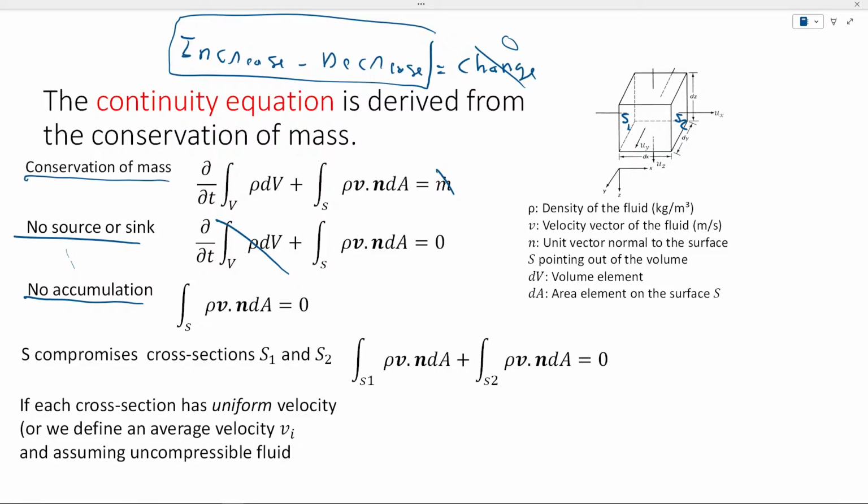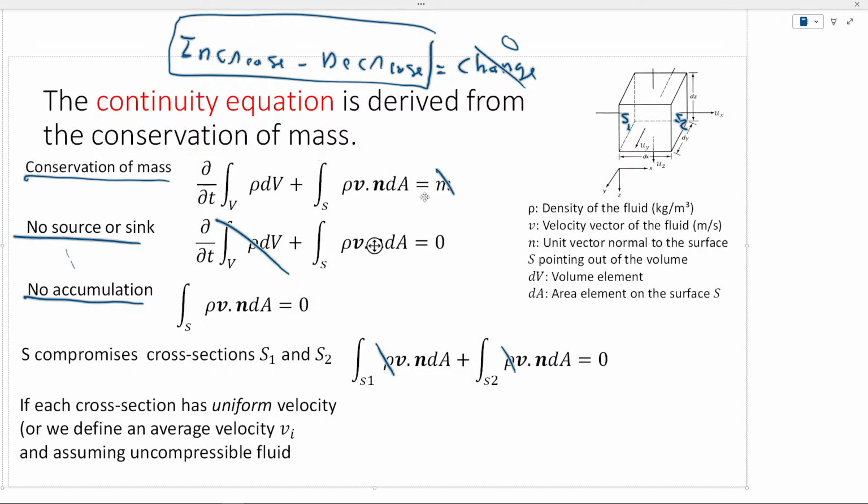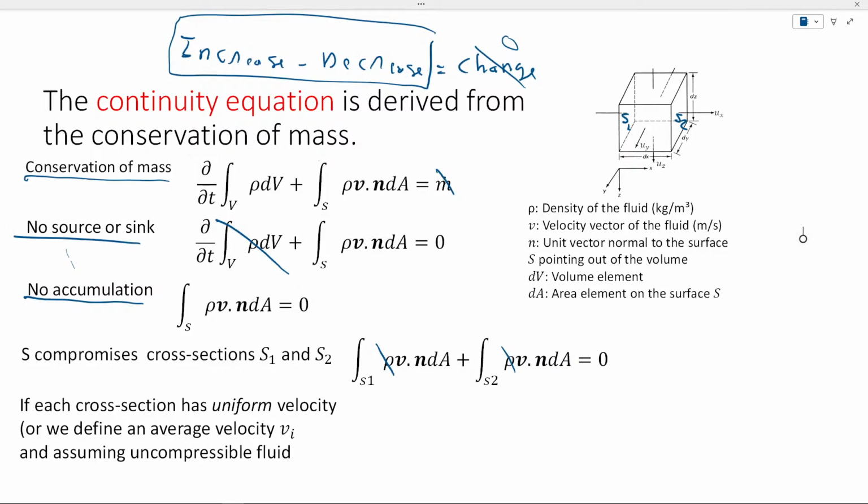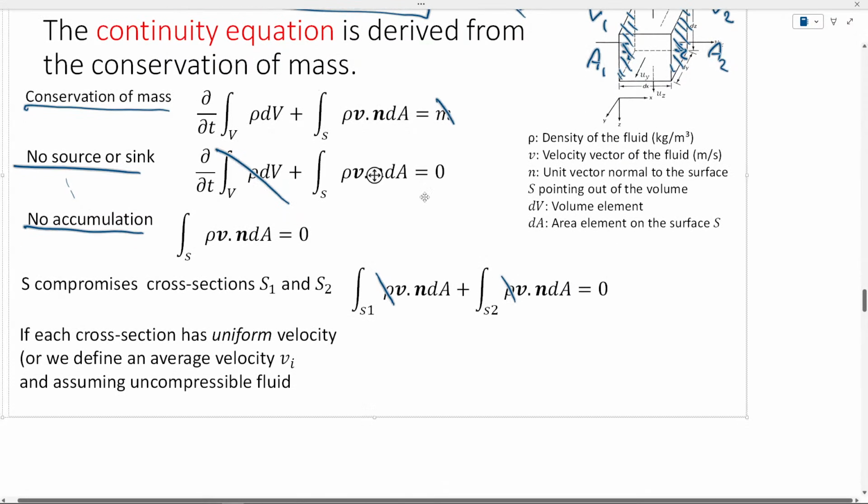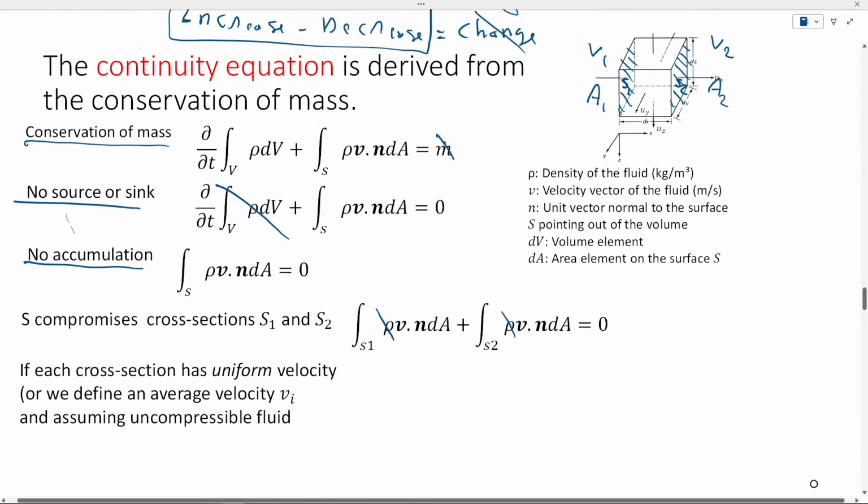That will basically be equal to 0. Now, assuming that the fluid is incompressible means that density is not changing, so I can get rid of this term. Then I can integrate the velocity along this whole area. If I integrate this velocity across the whole area, I can assume an average velocity across this area, V1 across area 1, and then an average velocity V2 across area 2 here. So if I do this integration, I will get something like this.